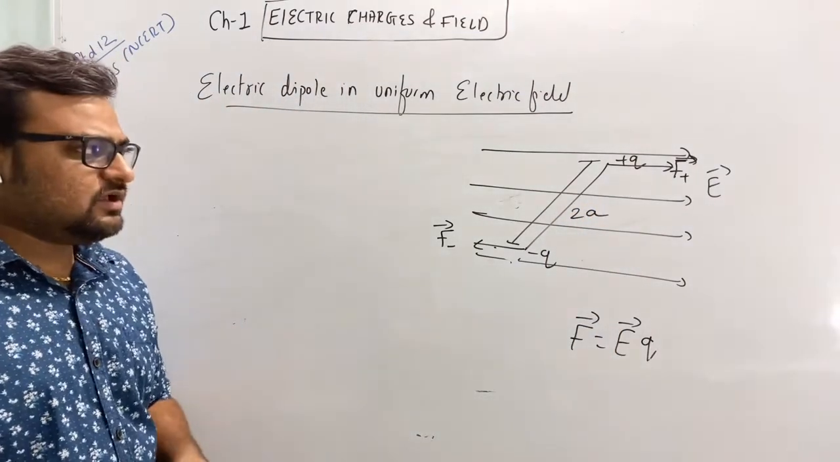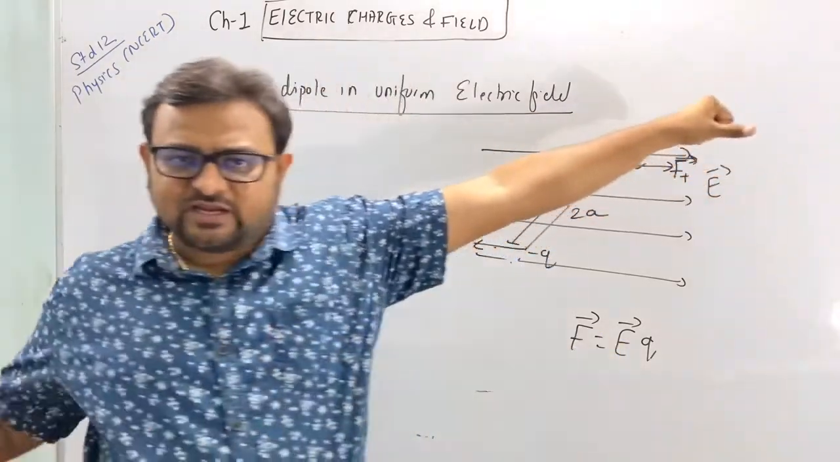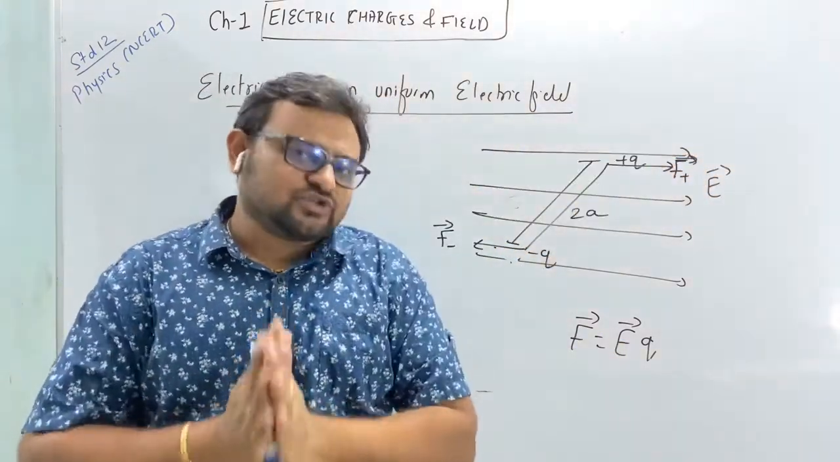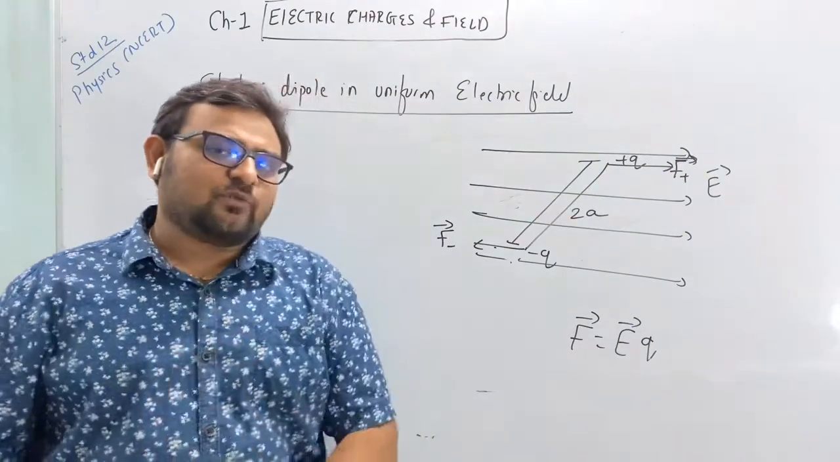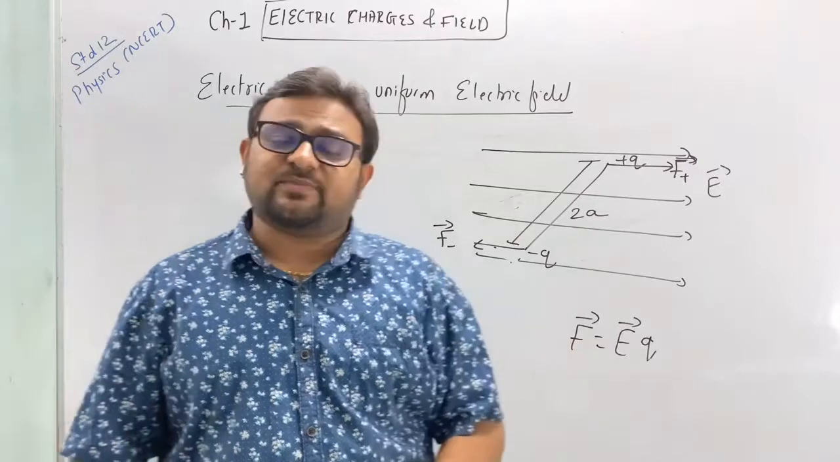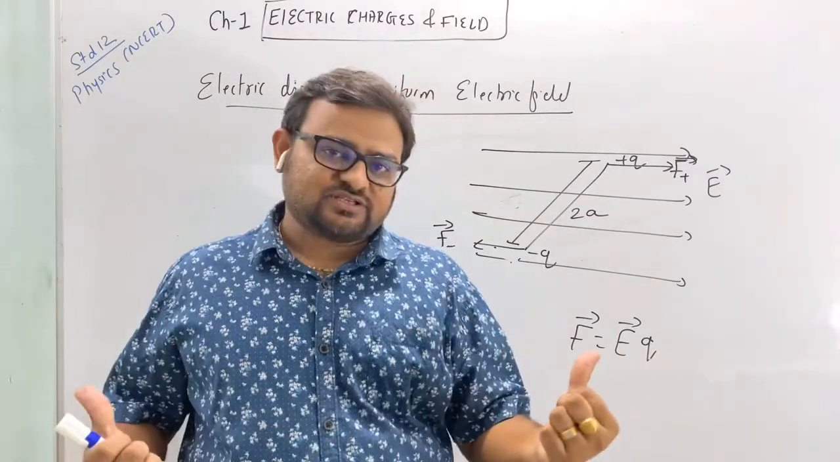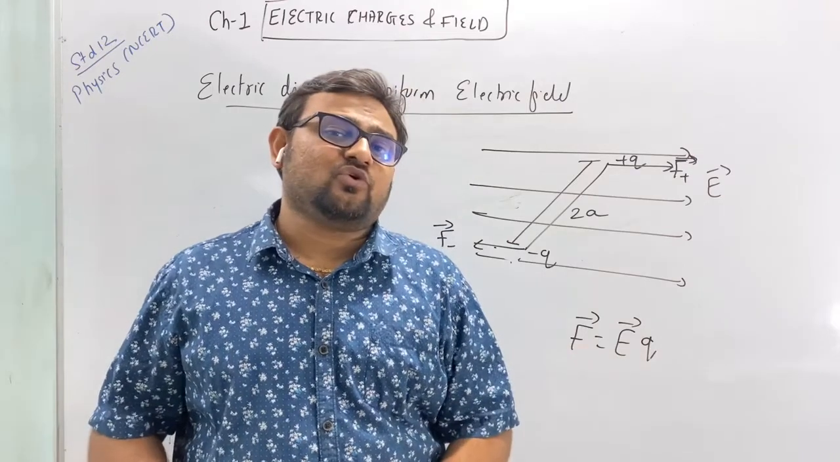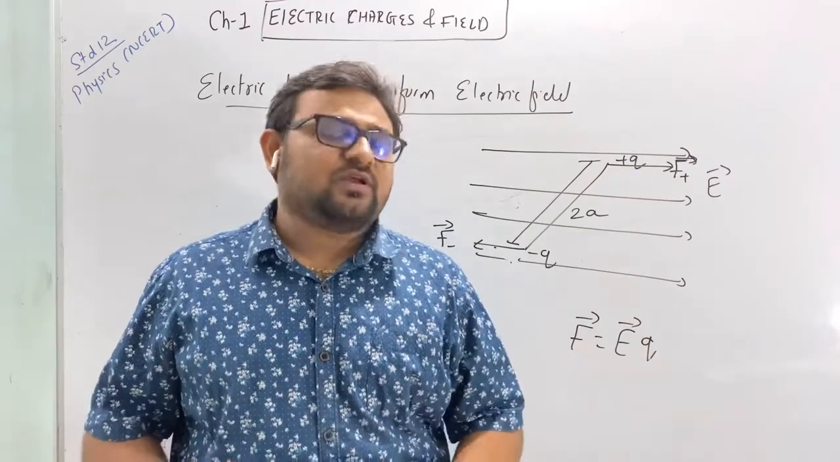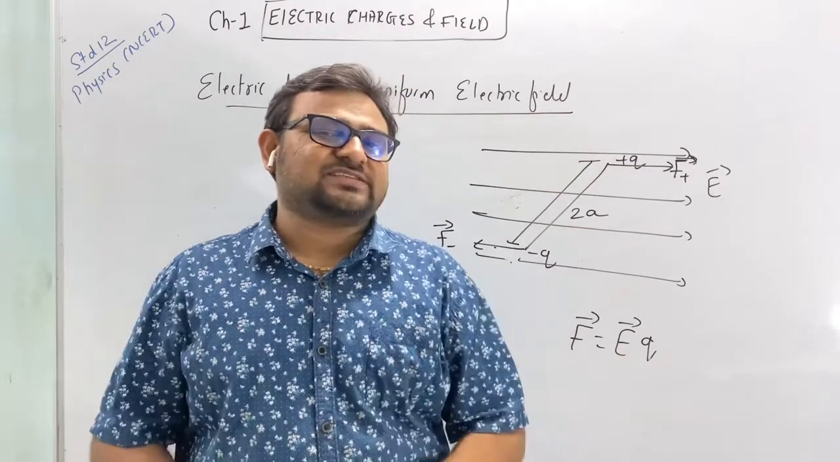Now see, the force on the positive charge acts this way, and on the negative charge this way. Both are in opposite directions. In a dipole, the magnitude of charges is the same, so the magnitude of force will be the same. Two equal forces acting in opposite directions, so the net force will be equal to 0. Clear? But the line of action is not the same.